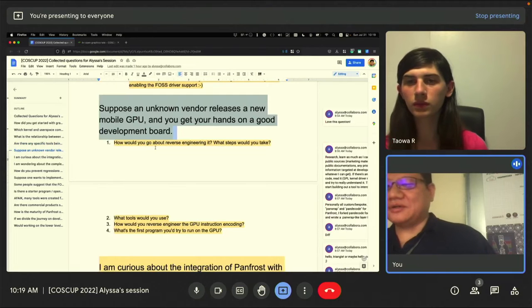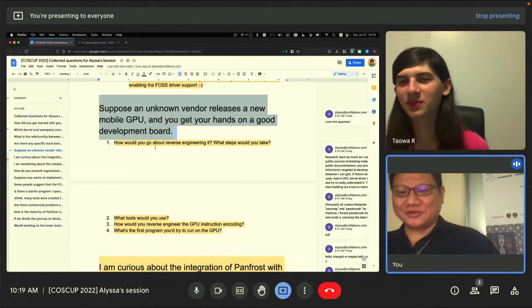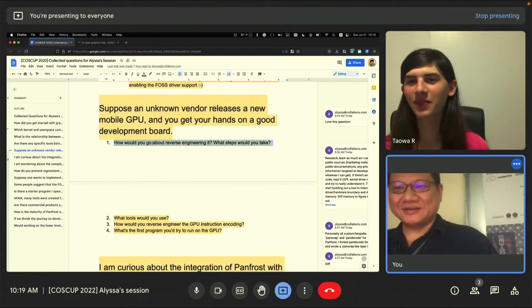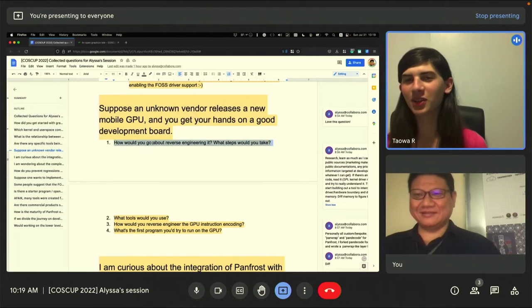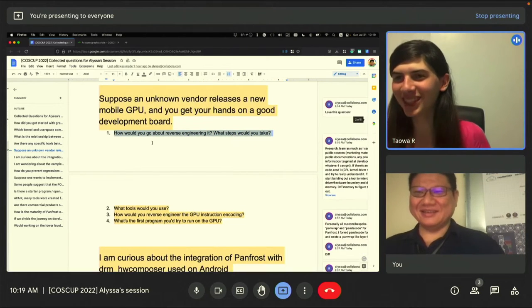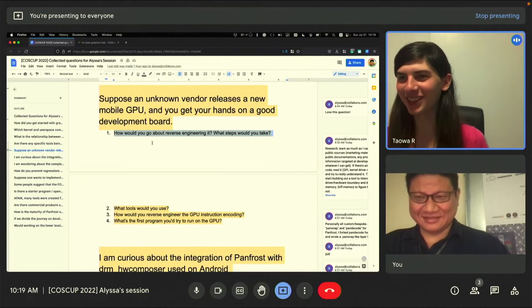So suppose an unknown vendor releases a new mobile GPU and you get your hands on a good development board. How would you go about reverse engineering it? What steps would you take? An unknown vendor. We'll call them Apple, just for kicks. Yeah, Apple. Great name. No, Apple. Completely unrelated. Unknown vendor.